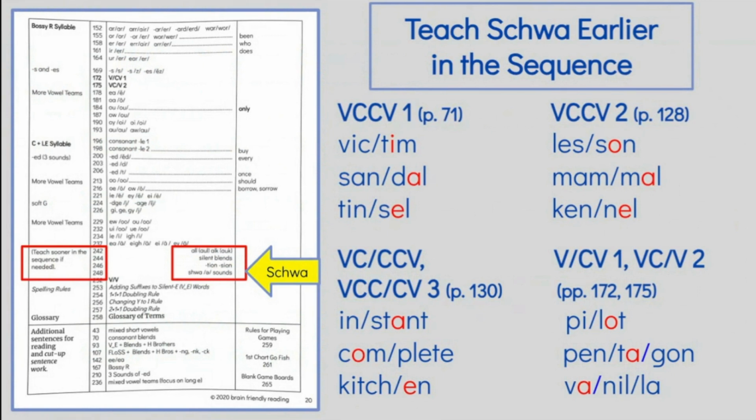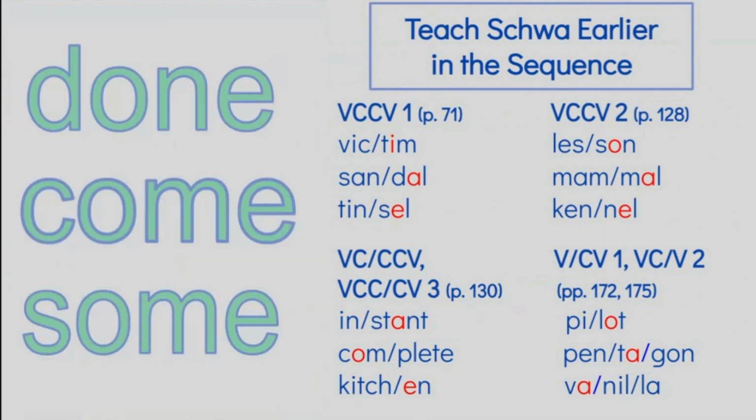Schwa vowels are also found in many one-syllable high-frequency words like done, come, and some, which are often taught as puzzle words. So it makes sense to introduce and teach schwa sounds early in the curriculum. By teaching schwa vowels early and pulling groups of words into your instruction where they fit, your students will be familiar with schwa and ready to decode multi-syllable words with the schwa vowels by the time they get to those later lesson pages.